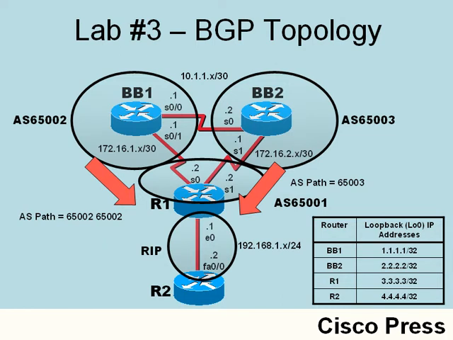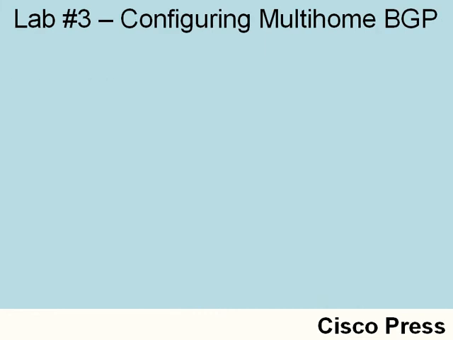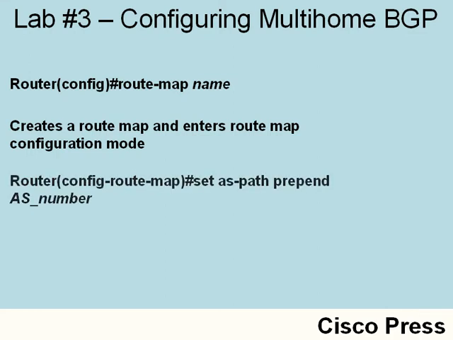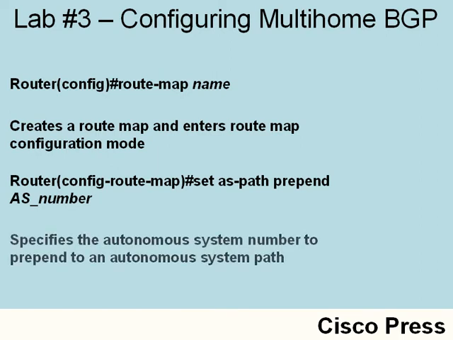Here's the syntax we're going to use to set this up. We're going to use something called a route map. To get into route map configuration mode, we simply say from global configuration mode, route-map followed by the name of the route map. Once we're in route map configuration mode, there are lots of things we can do from here, but for our purposes, it's pretty simple. We're going to use the command set as-path prepend followed by an autonomous system number. We want to add an additional autonomous system to the autonomous system path being advertised.